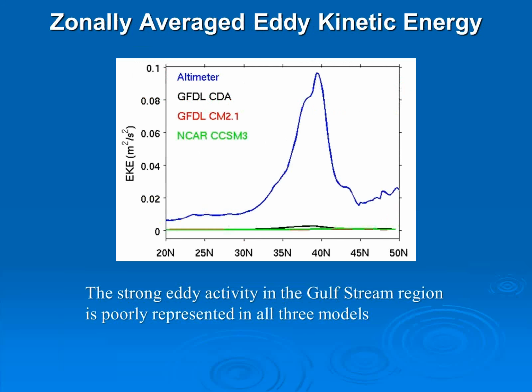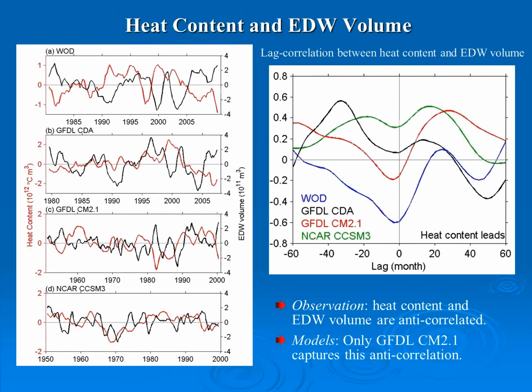So simulating the EDW properties is important, but what is more important is the air-sea interaction process involving the EDW. As we found before, EDW volume is an indicator of ocean heat content. It's actually a deficit heat content. When you have a large volume of 18-degree water, you have a low heat content. So here we look at how models simulate this process.